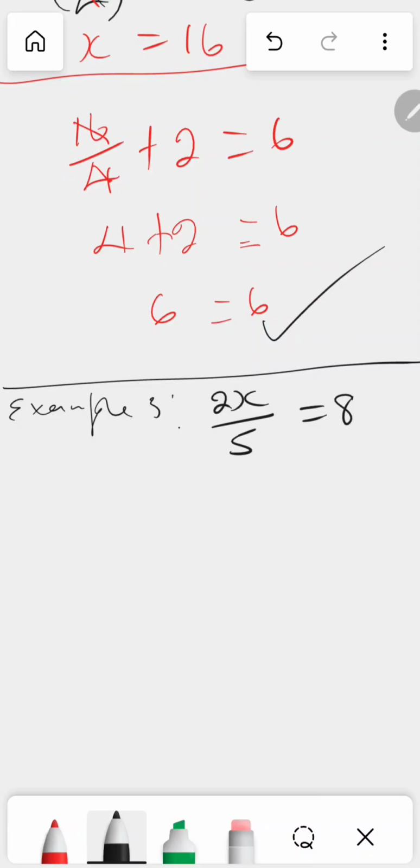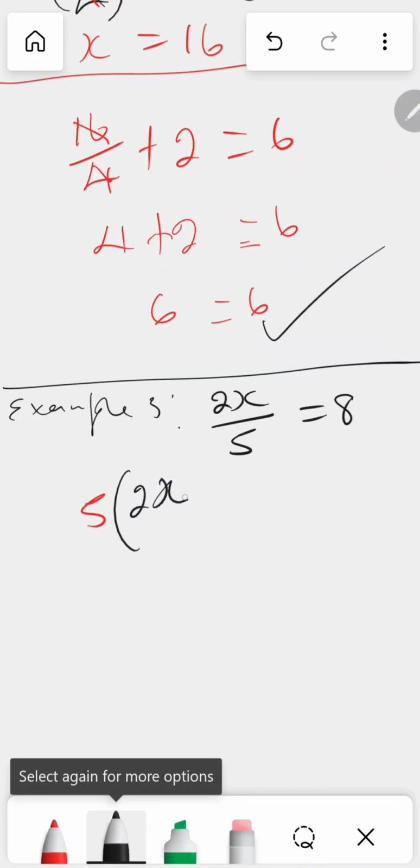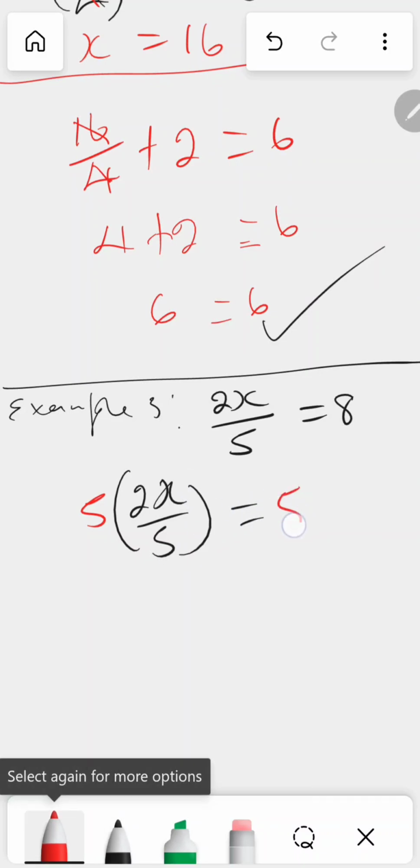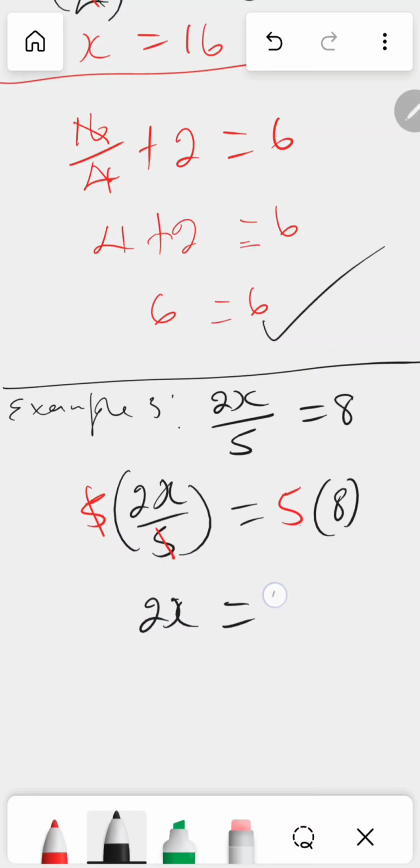So we go ahead and we multiply by 5. Our new equation is going to be 5 bracket 2x over 5 equals 5, and we are multiplying 8 by 5. Good so far? Okay. Now we go ahead and do our canceling out. This 5 cancels out this 5. So we are now left with 2x equals, and we have 5 times 8 gives us 40.